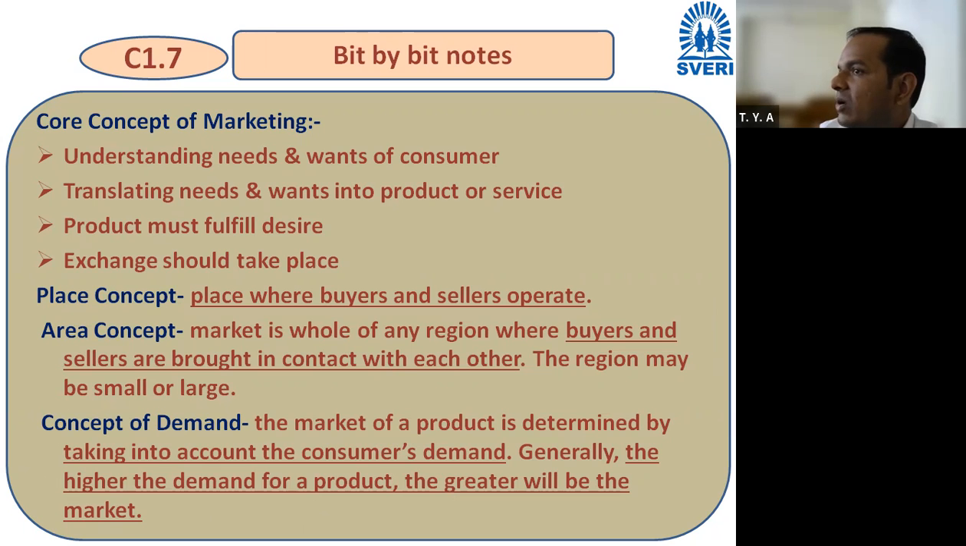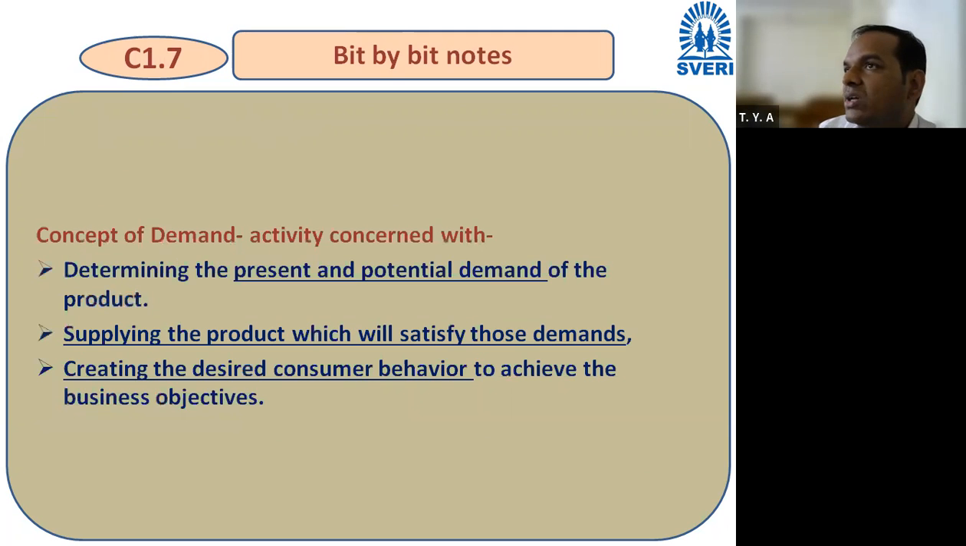Higher the demand for the product, greater will be the market. Just the demand आहे म्हणजे मोठं मार्केट असणार आहे. So these three concepts are there. So concept of demand again having in-depth points like determining the present and potential demand of the product. This particular activity is concerned with determining the present and potential demand of the product. म्हणजे काय? किती कॅपॅसिटी आहे, किती मार्केटमध्ये आपलं प्रोडक्ट खपू शकतं.